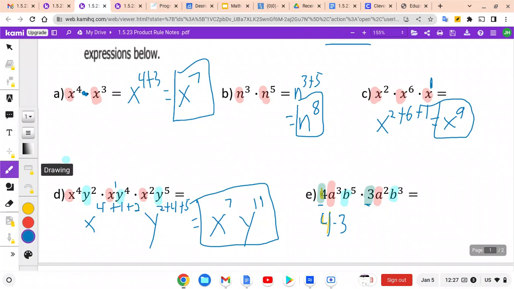Remember, we've been multiplying this whole time, but you multiply by adding the powers. These are just coefficients, so you just multiply them. And then you get A to the 3 plus 2. That's how you multiply, is you add the powers. B to the 5 plus 3. And you get 12. 4 times 3 is 12. A to the 5, B to the 8. All right, so the trick there is to recognize, hey, those are just coefficients. They're in front of the letters. So you just multiply them like normal. And then you add the powers for the A and the B.